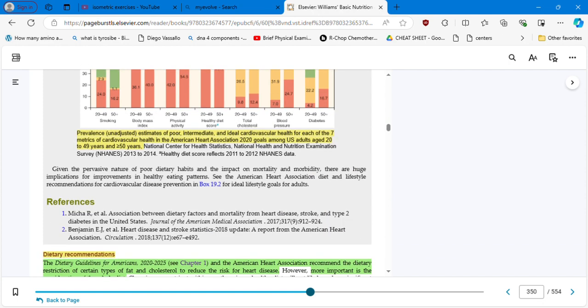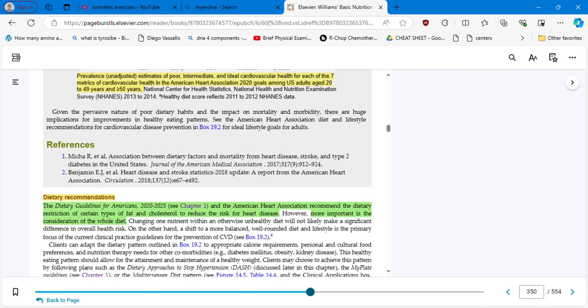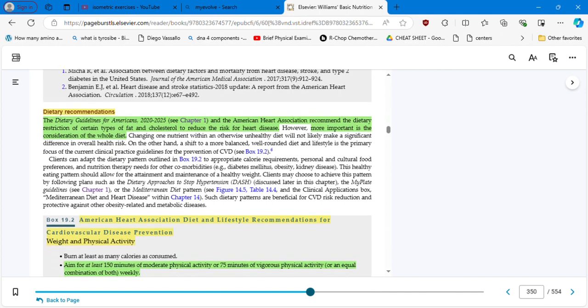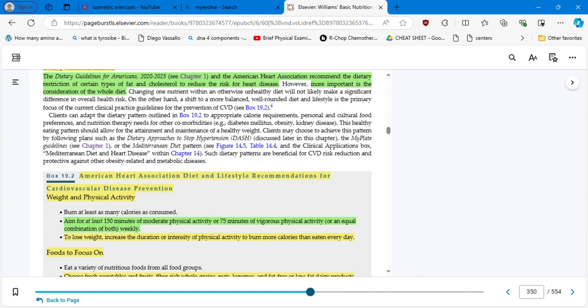Dietary recommendations: the Dietary Guidelines for Americans 2025 and the American Heart Association recommend dietary restriction on certain types of fat and cholesterol to reduce the risk of heart disease. More important is the consideration of the whole diet. Whole diet, so it's a diet that you prepare at home with really fresh and homemade products, right? Instead of buying products in cans or that are packaged, right? So those are not a whole diet.